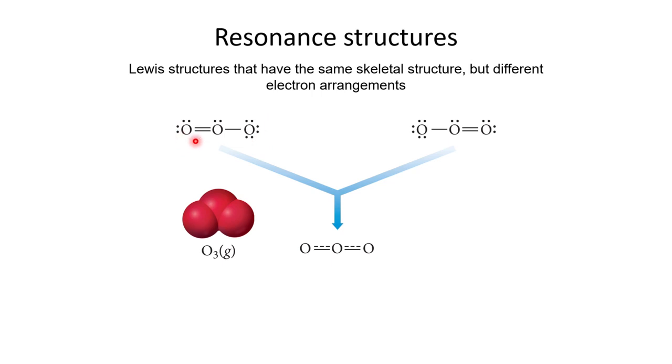Remember that oxygen has 6 valence electrons and there's 3 of them, so we need 18 total. 2, 4, 6, 8, 10, 12, 14, 16, 18. So we have enough, and we notice that this oxygen has an octet with 2, 4, 6, 8. This oxygen here has an octet with 2, 4, 6, 8. And this oxygen here has an octet with 2, 4, 6, 8.